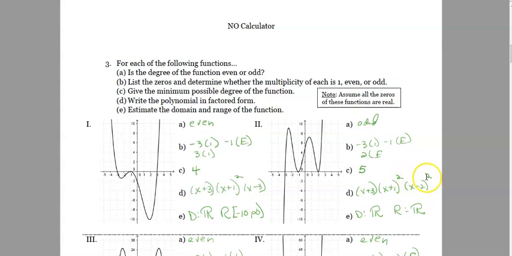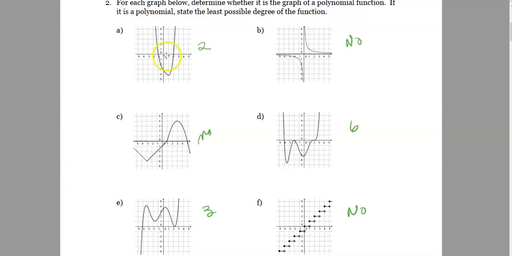Here's the multiplicity. The domain and range for both of these functions that are odd is all real numbers. And you can express all real numbers this way, or you can say negative infinity to positive infinity. Okay, so let's see if we can go down a little bit more. Before I go down, let me just come back to this problem number 2 because I skipped it erroneously.